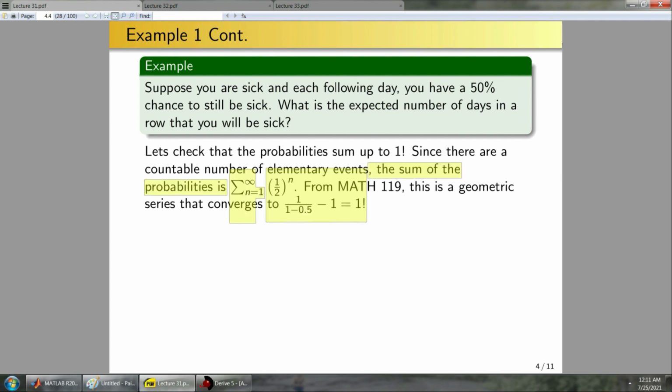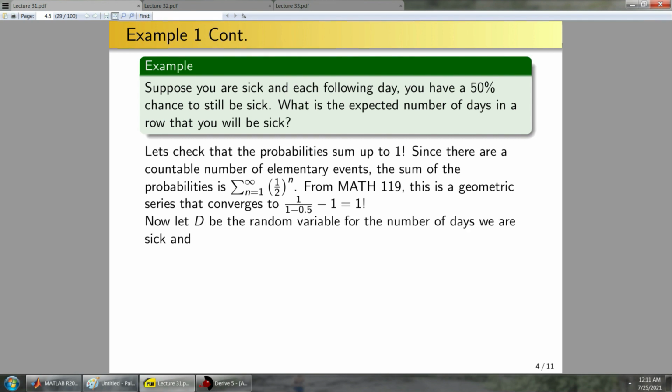Okay, so let's go further. I really wanted to compute what the expected number of days in a row that I was going to be sick was. How do I compute that? Well, let's introduce a random variable. Let d be the random variable for the number of days that we are sick. And now we want to compute the expected value.